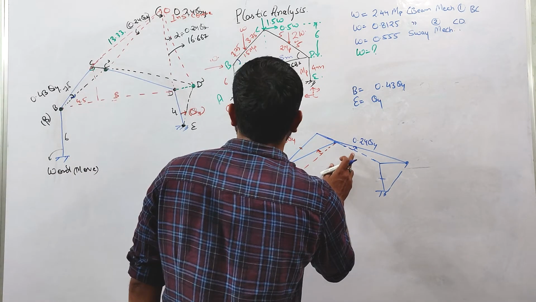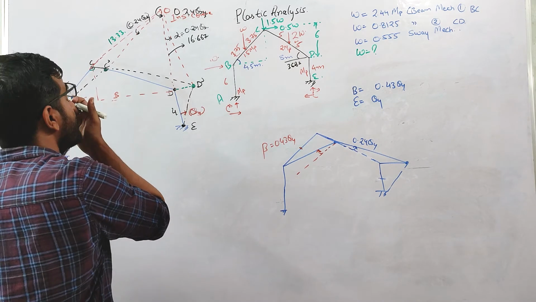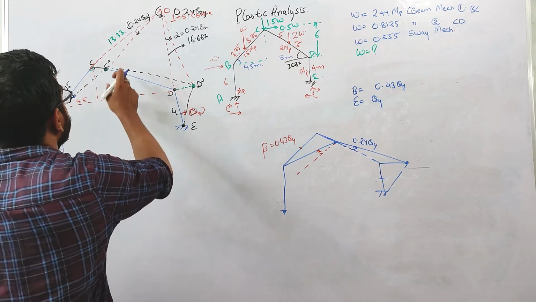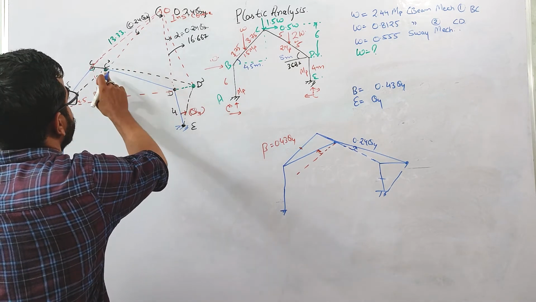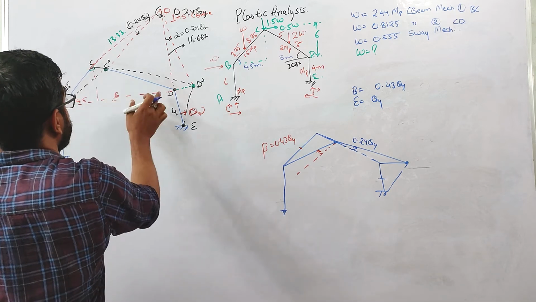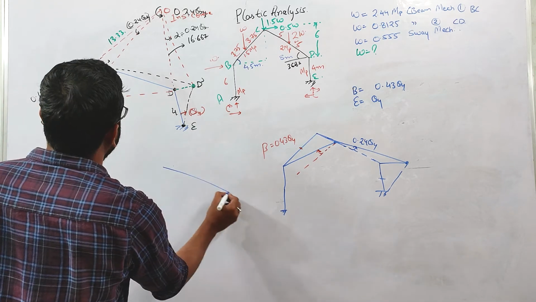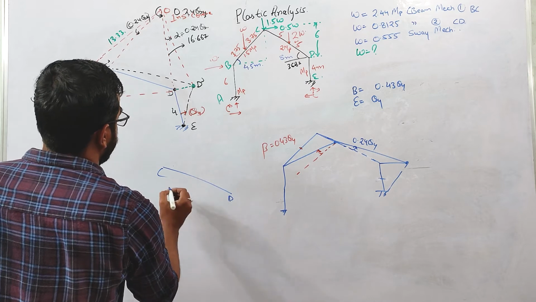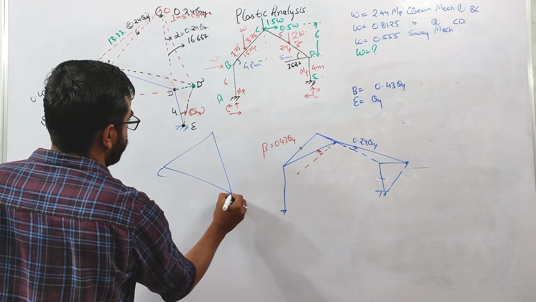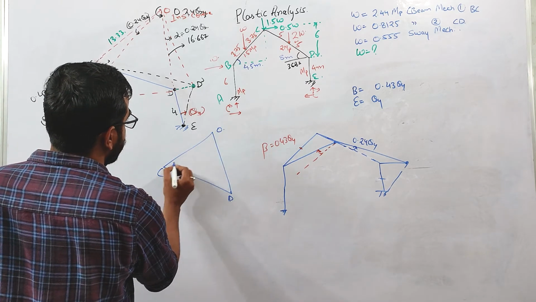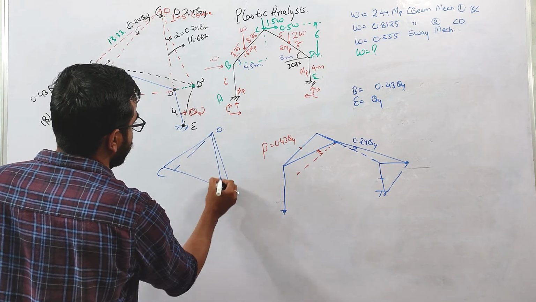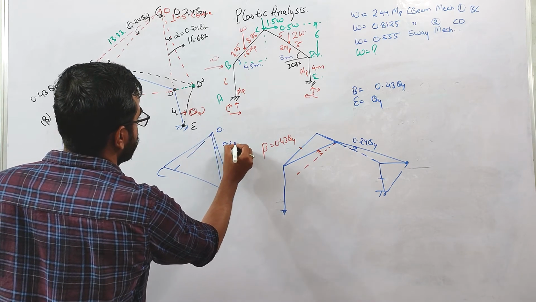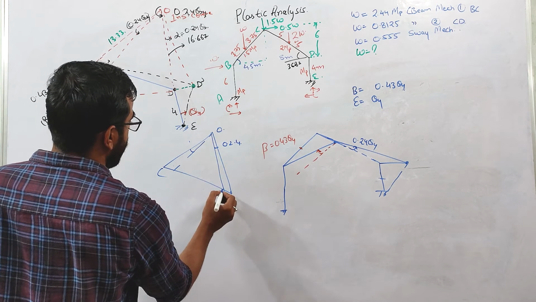This we are getting from here only. When this member is straight, there is no rotation. When this is the CD, there is no rotation. This is our instantaneous center. Now you are giving the theta rotation. It is rotating by 0.24 theta, 0.24 theta. So every part.